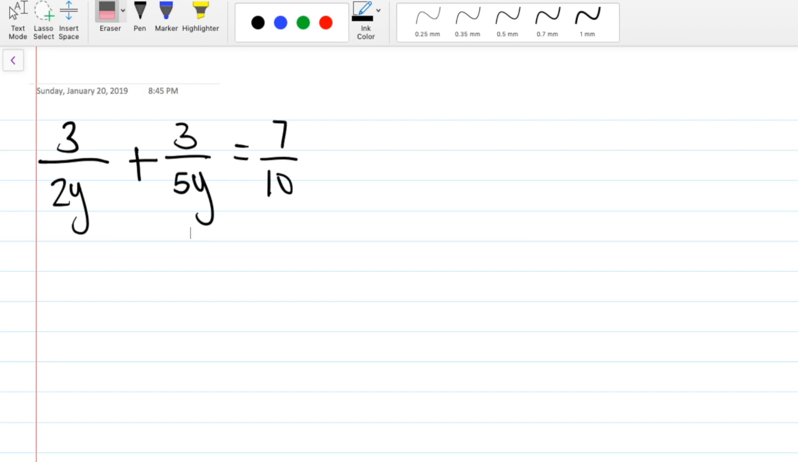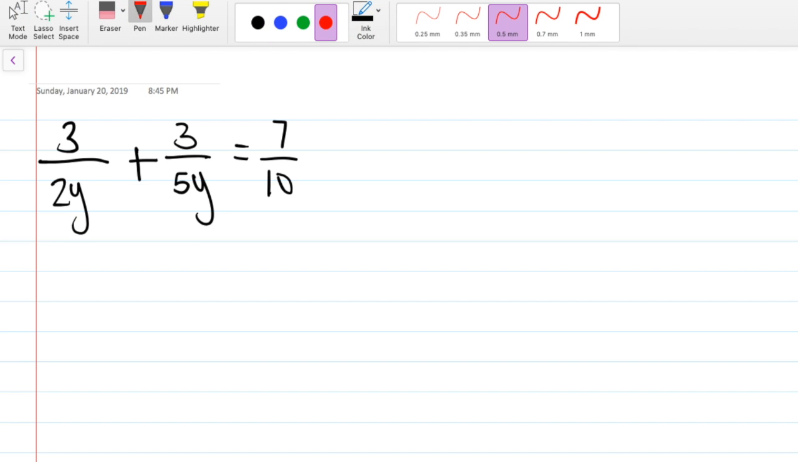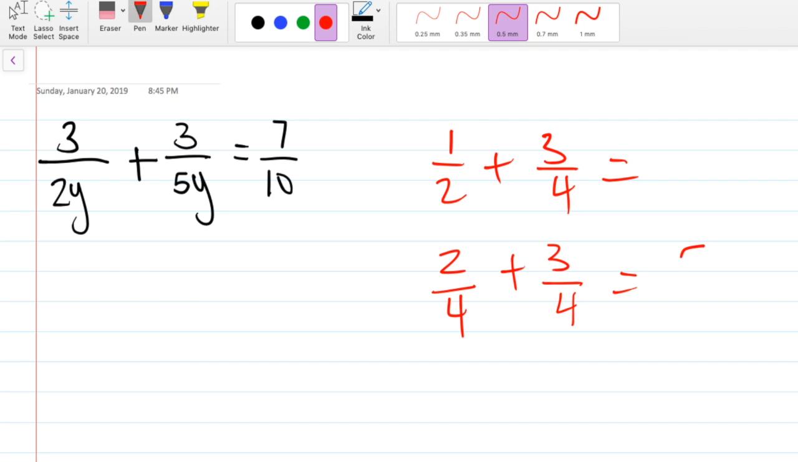So, if you do not know how to add fractions, let me just make up a simple problem off the top of my head. 1 over 2 plus 3 over 4. If you do not know that you need to have a common denominator, make this 2 over 4 plus 3 over 4, and then add these to get 5 over 4.